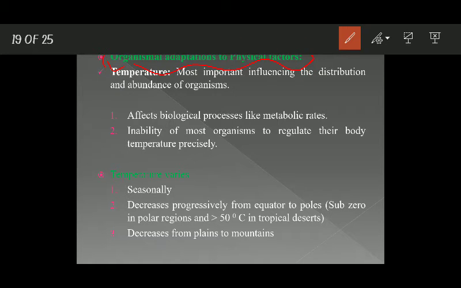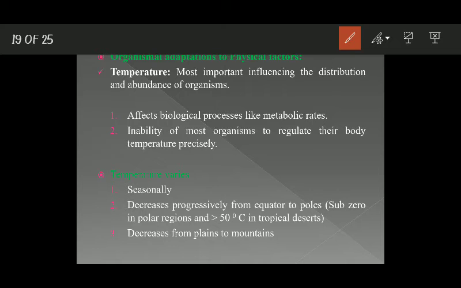First of all, हम आज बात करने जा रहे हैं टेम्परेचर की. Okay, how temperature affects life, how it affects the distribution and abundance of living organisms. Temperature is regarded as the most important factor. It is one of the most influential factors that has a strong bearing on the distribution and abundance of living organisms because of two reasons.